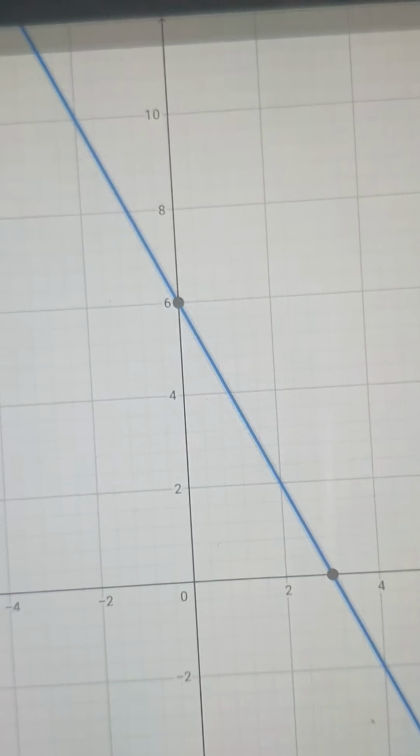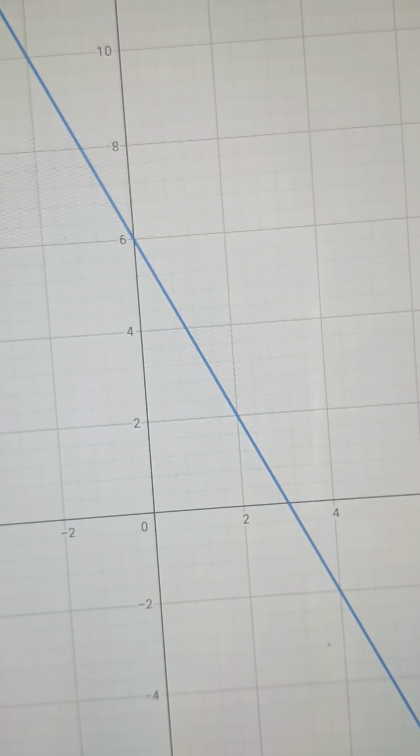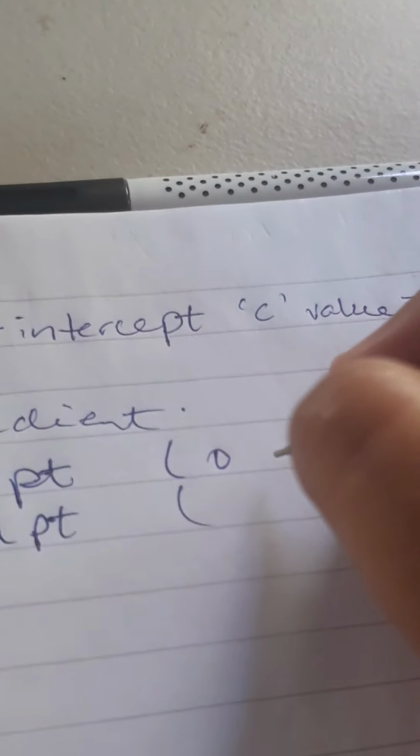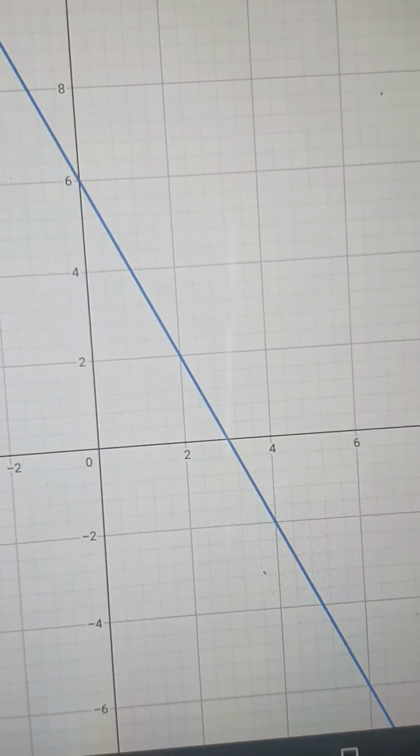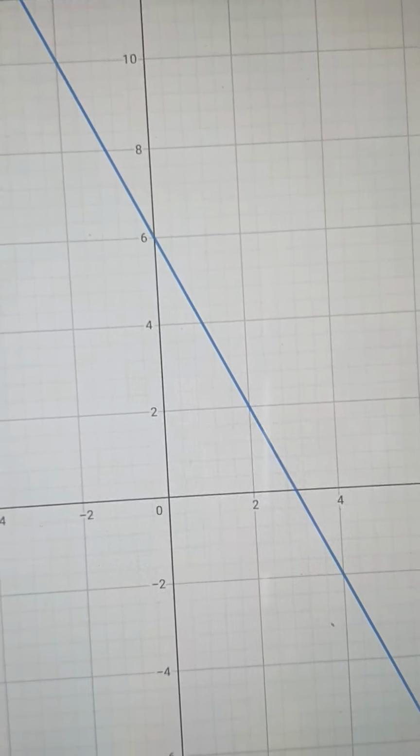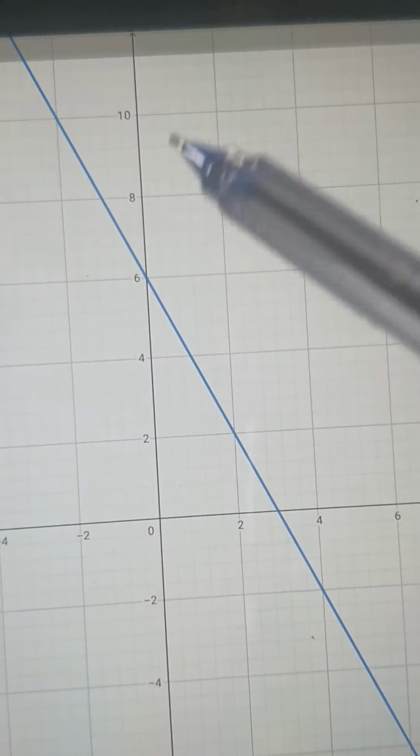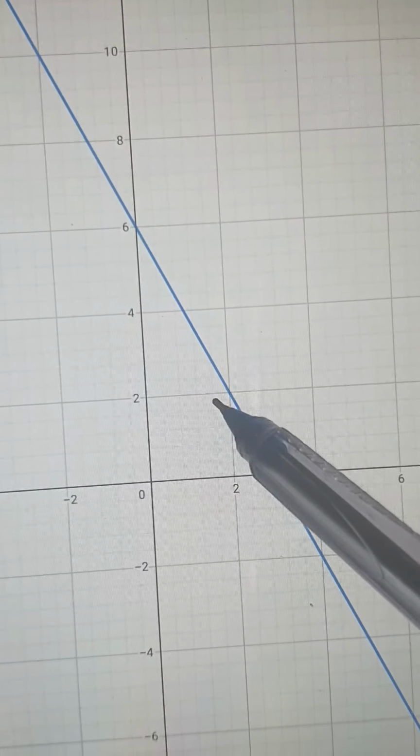So that point there is (0, 6). So I write down that as my first point, (0, 6). Then we need to look at a second point. You can choose, like I said, any point you want, right? So I'm going to use this one right here.